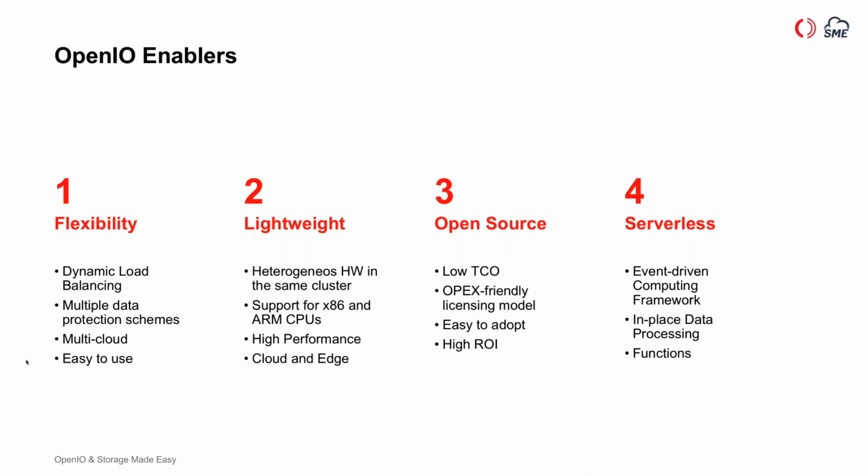Just to recap a little bit of what I said. First of all, flexibility. OpenIO is a very flexible object store because of its dynamic load balancing capabilities. It supports multiple data protection schemes. It means that we can start with a minimal configuration of 3 copies, but we also support erasure coding.